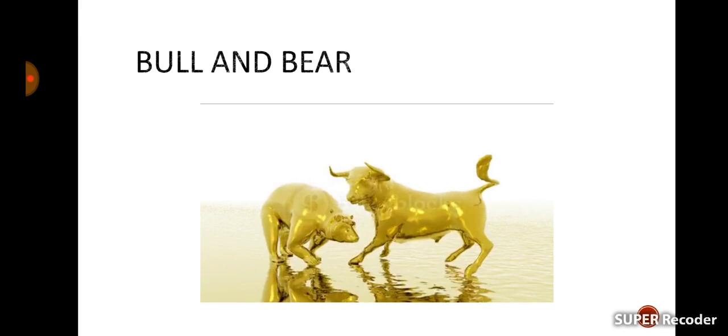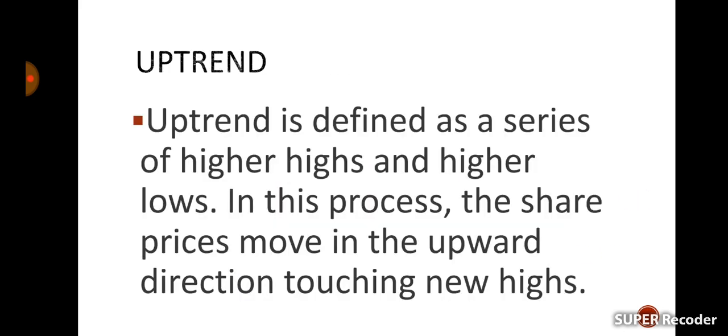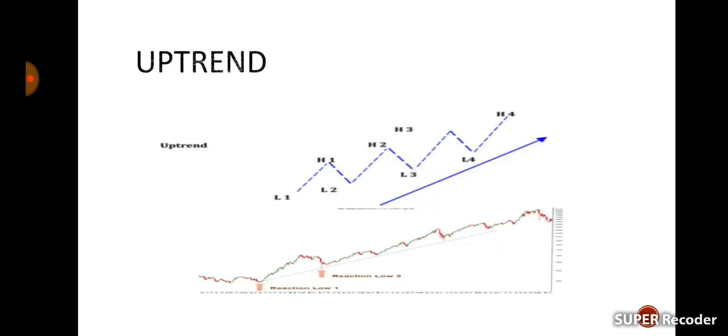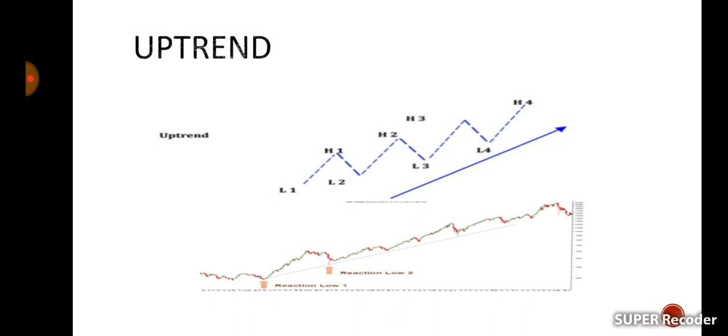Okay, so let's discuss uptrend. Uptrend is defined as a series of higher highs and higher lows. In this process, the share price moves in the upward direction, touching new highs. An uptrend line has a positive slope and is formed by connecting two or more low points. Here the low points are L1, L2, L3, L4, etc.